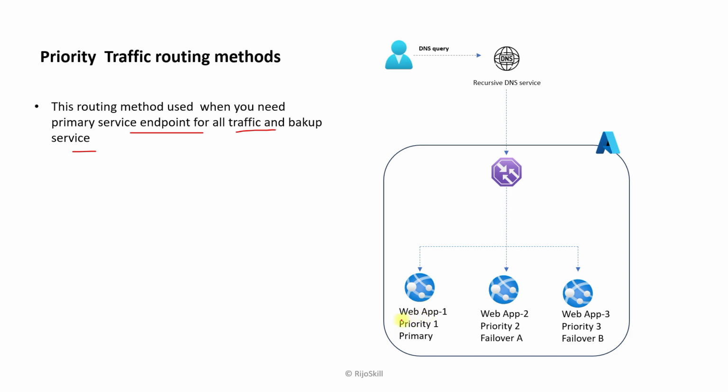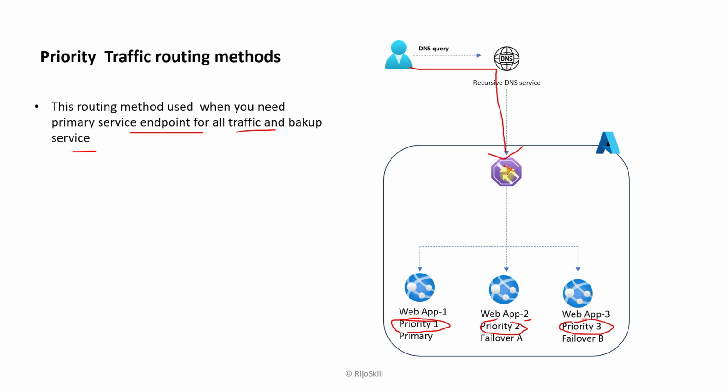In this diagram you can see there are three web apps, 1, 2, 3. Here we have already put priority 1, priority 2, and priority 3. Normally the user needs to access, for example, rejoskill.com. The traffic will reach here, and then the Traffic Manager checks the routing method. So what is the priority routing method?